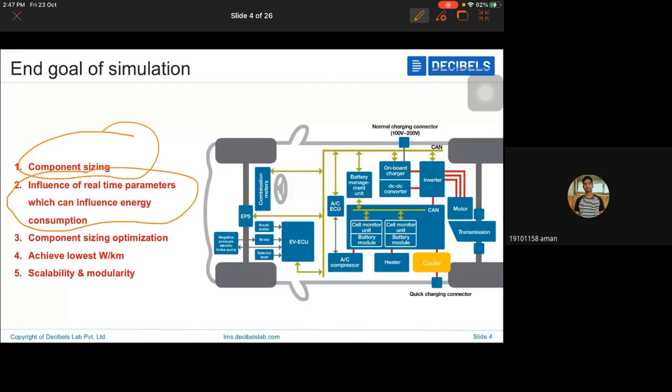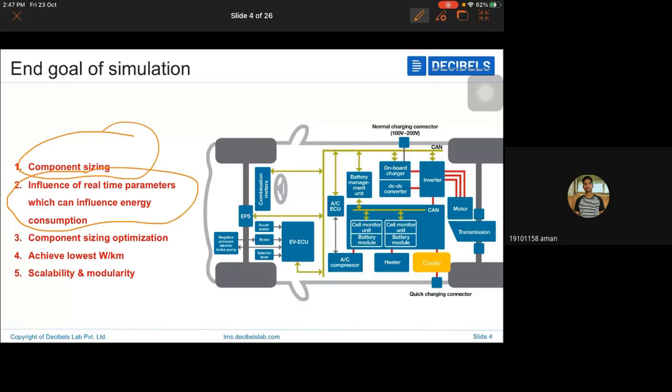What does this influence mean? Okay, so I told you, if you drive a vehicle, maybe you get an X mileage. If your father drives a vehicle, you may get a different one. Maybe if your friend who drives very aggressively drives it, he may get a different, lower mileage, right? So it means the behavior of the driver also influences the energy consumption. It means the mileage of the vehicle, right?